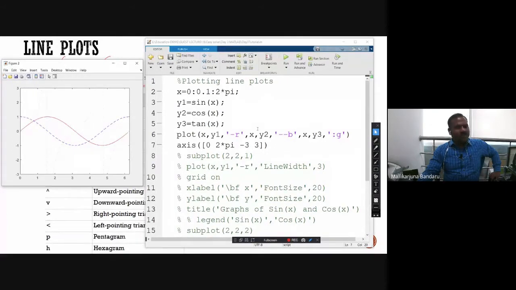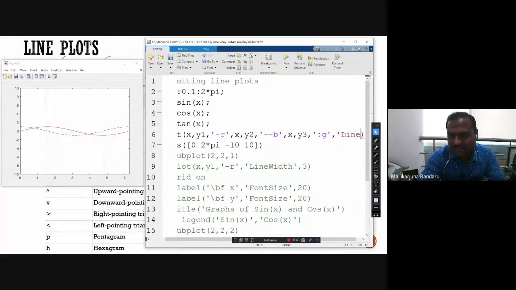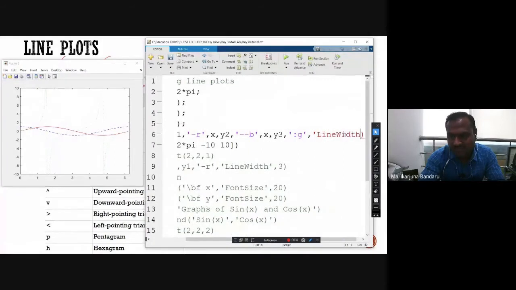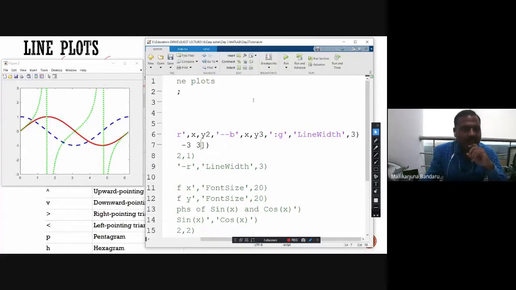Y3 in between -3 comma 3, it's not visible. Let us take that 10 minus 10. Oh, sorry, the green color is not visible properly. That's why let me take the line width, suppose 3. Then let me restrict the y-axis to -3 to 3. Now you feel the 3 is right.